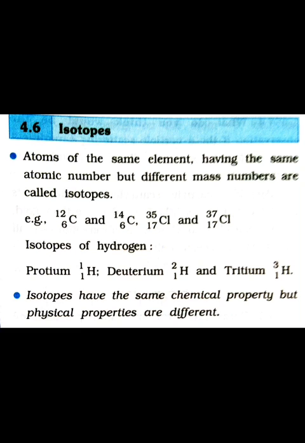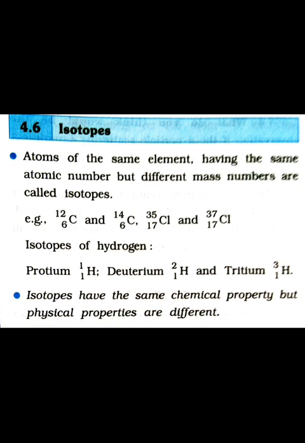So, the atom of the element hydrogen with atomic number 1 and mass number 1 is called protium. Then mass number 2, that is deuterium, and with mass number 3, called tritium. Is that clear? That means here the atomic number remains the same. Atomic number means number of protons. The number of protons in all the 3 species remains the same.